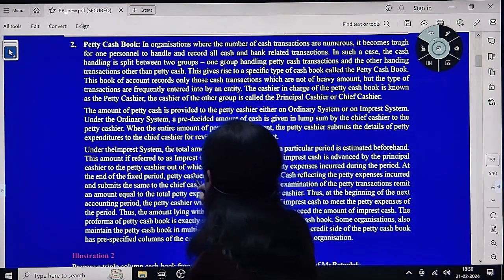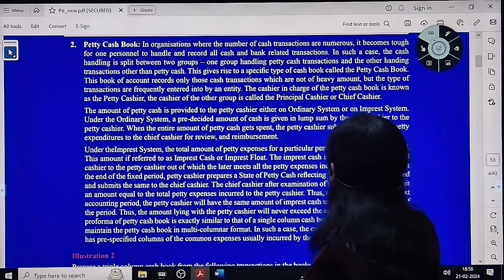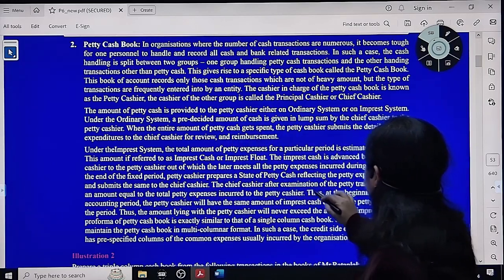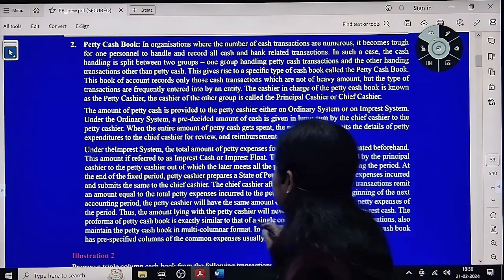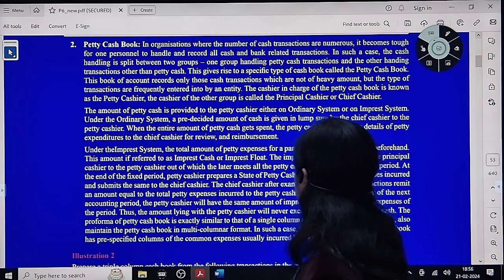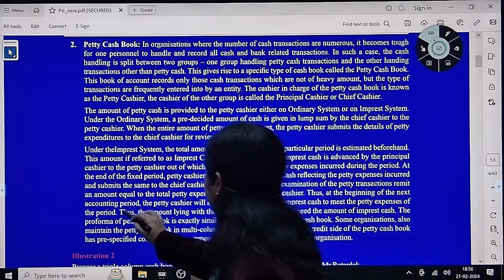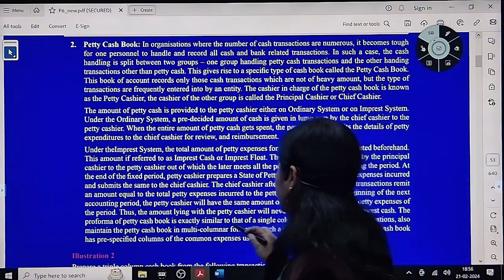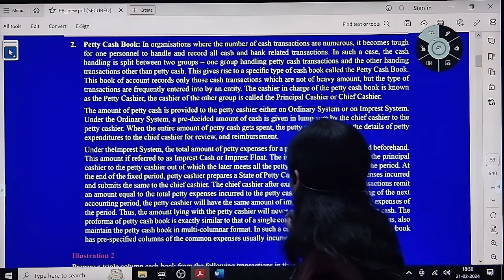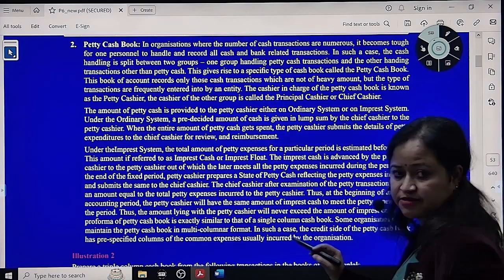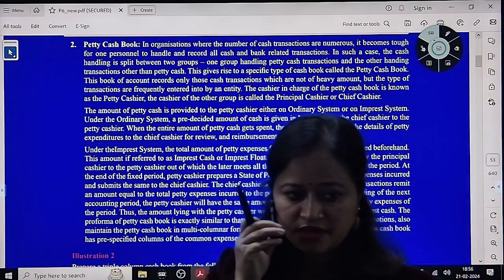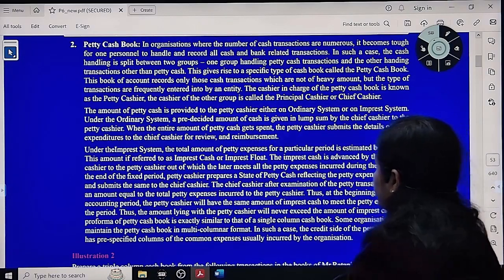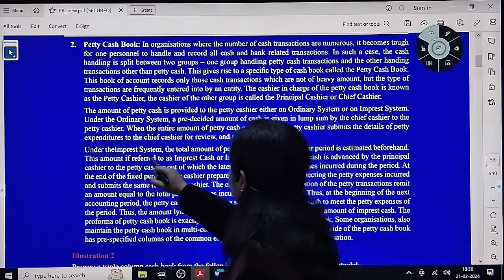At the end of the fixed period, the petty cashier prepares a statement of petty cash reflecting the petty expenses incurred and submits the same to the chief cashier. And the chief cashier, after examination of the petty transactions, remits an amount equal to the total petty expenses incurred to the petty cashier. Thus, at the beginning of the next accounting period, the petty cashier will have the same amount of imprest cash to meet the petty expenses of this period. Thus, the amount lying with the petty cashier will never exceed the amount of imprest cash. So here, a fixed amount, beforehand, is given by the principal cashier to the petty cashier under imprest system.